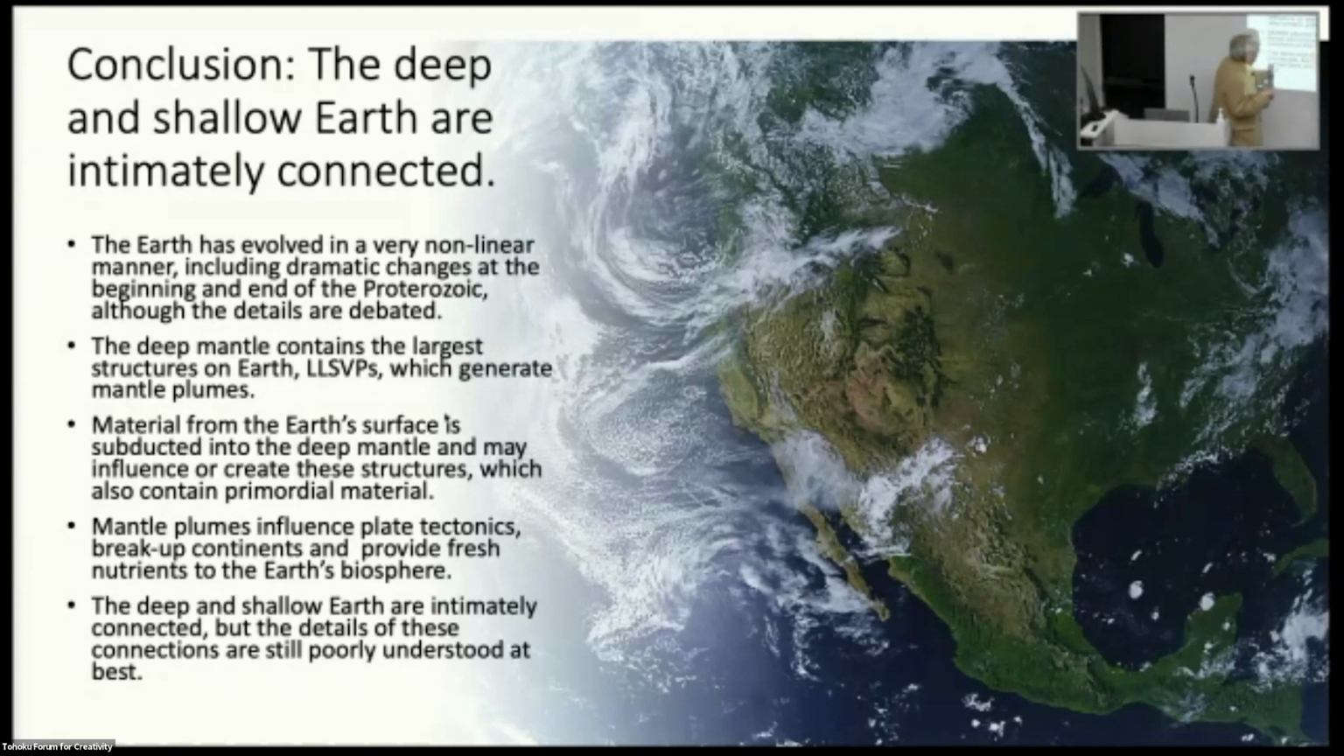And so mantle plumes influence plate tectonics, break up continents, and provide rich nutrients for the Earth's biosphere. Again, shallow and deep Earth are intimately connected, but the details of those connections are poorly understood. So there's been a lot of progress in the last two decades, which has raised a lot of new questions, and that's where we should focus technology on answering those questions. Thank you. Speaking of that, I'll answer your questions.